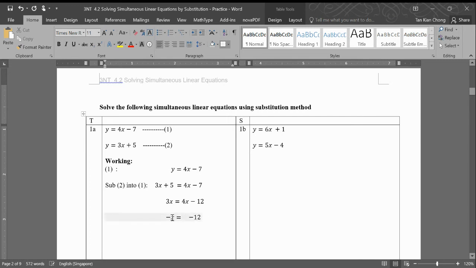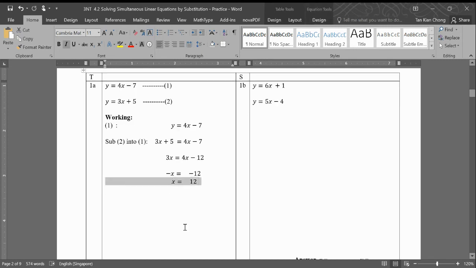So now we've come to the last step. Since negative x equals to negative 12, bear in mind we do not want x to be a negative term. I want to turn it into positive. So I will change the signs of every single term. If it was negative, it now becomes positive. As for negative 12, the same goes. So now I have found the value of x to be 12.